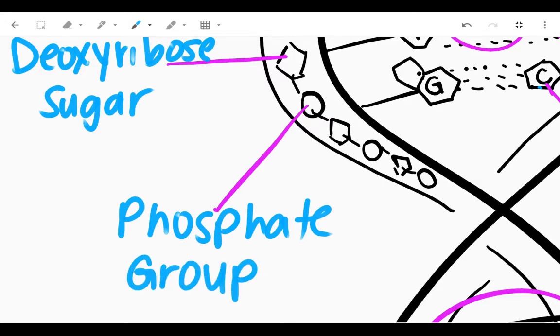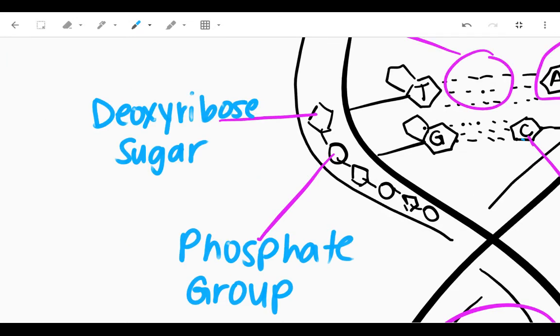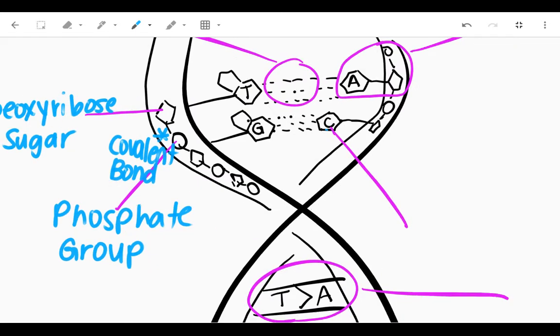Your deoxyribose sugar is a 5-carbon sugar. That's why it's shaped more like a pentagon. Your phosphate group is shown as just a circle. And they're held together right here with a covalent bond. That covalent bond is really strong. It helps DNA hold on to its structure even during replication.